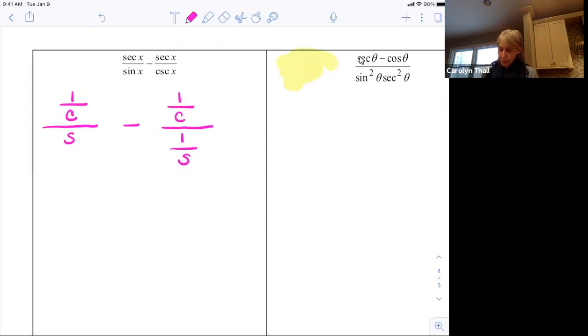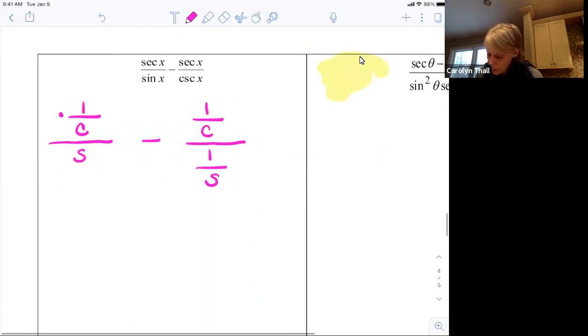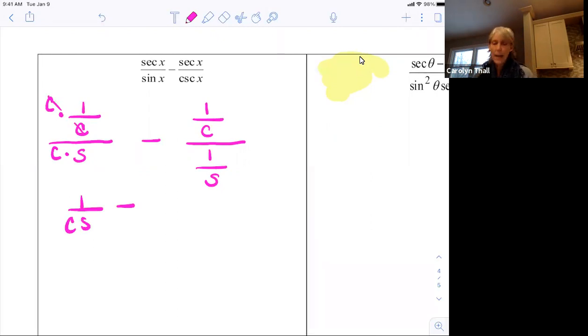So this guy here, I'm going to multiply top and bottom by cosine to get rid of that fraction in the numerator. That becomes 1 over cosine sine. Minus, and if I look at this right fraction, this complex fraction, if I want to clear the fraction, oh, I could flip it up. Why don't we do that? We'll just flip this guy up. Dividing by a fraction is like multiplying by the reciprocal. So I have 1 over cosine minus sine over cosine.